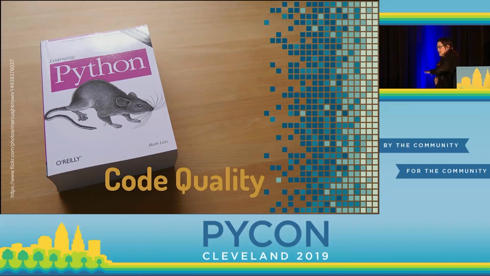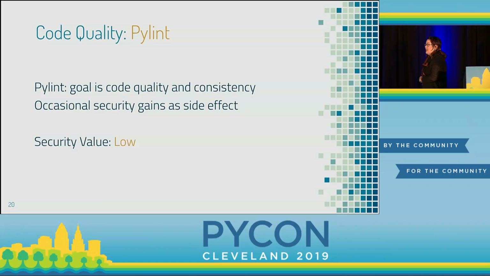So, assuming we have sort of solved the known vulnerability problems, we need to go into the next problem. What about actual quality of our code? So let's go back to Pylint. The goal of Pylint is code quality and consistency. Sometimes you get security gains as a side effect. The security value is not 0, but it's low.